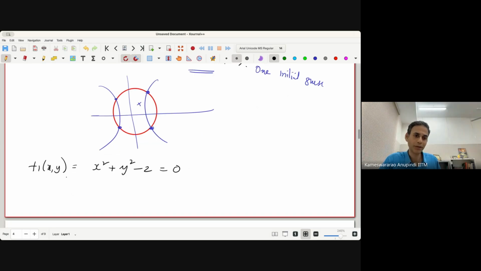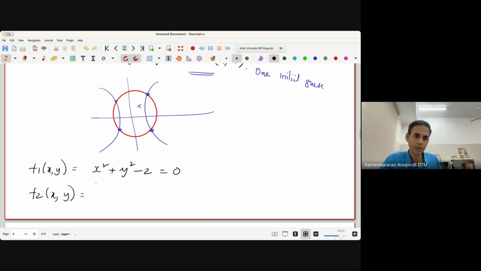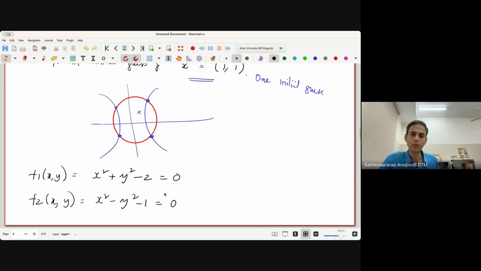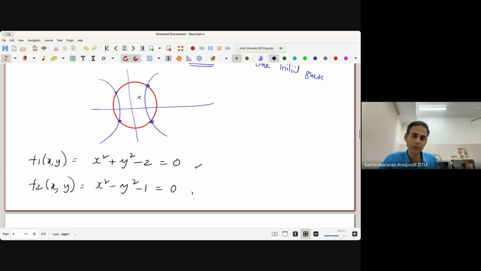So that is my f1 of x,y equals 0, which is a quadratic equation, which is a nonlinear equation. Similarly, my second function, f2 of x,y equals x square minus y square equals 1. So I bring it to the left-hand side. It's going to be minus 1 equal to 0. So this is my first function. This is my second function.